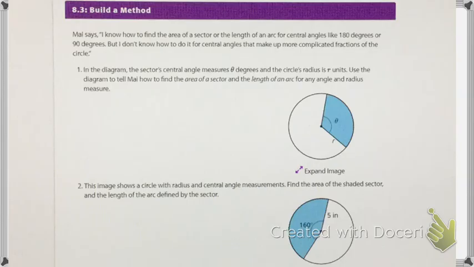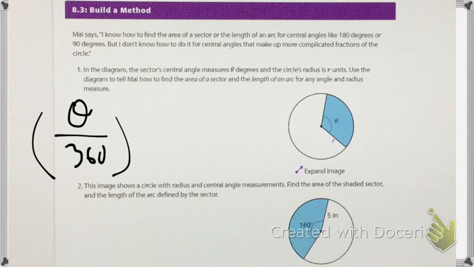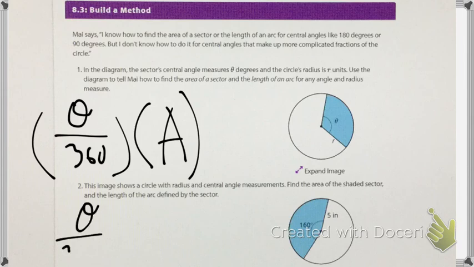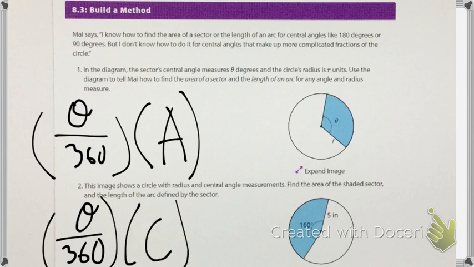I know it says build a method here, but we just kind of did that. So if you want to knock it out purely, you're taking this angle theta and dividing it by 360, and you're always doing that. If you want the sector area, you multiply it by the area of the circle, the whole area. And if you want the arc length, you take that theta over 360 and multiply it by the circumference. That's how you do it, again and again and again.